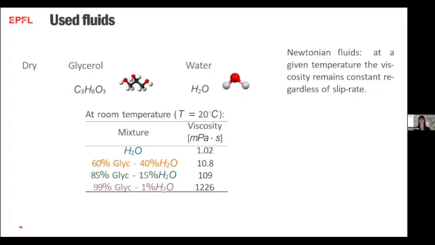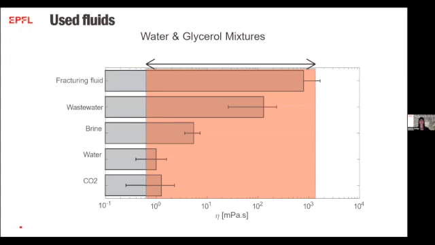So we have 4 orders of magnitude in terms of viscosity, and we use glycerol because it's a Newtonian fluid, and that means that at a given temperature, the viscosity remains constant regardless of the slip rate. So the viscosities we use are representative of what we can have in a georeservoir, as I showed you before.